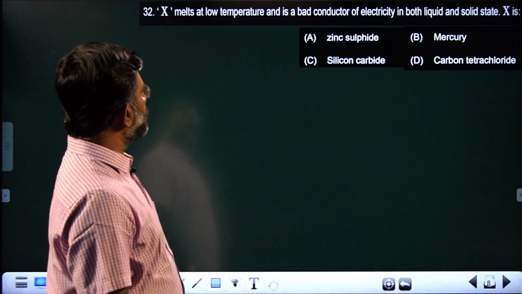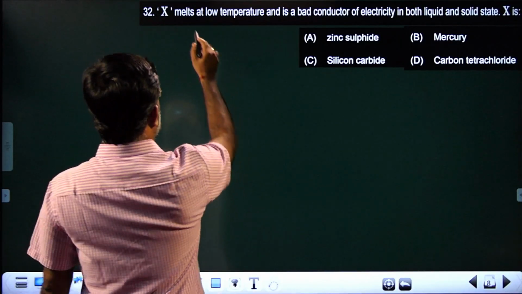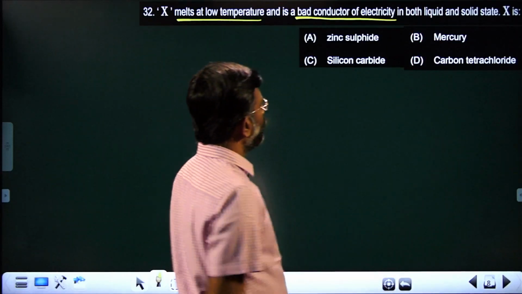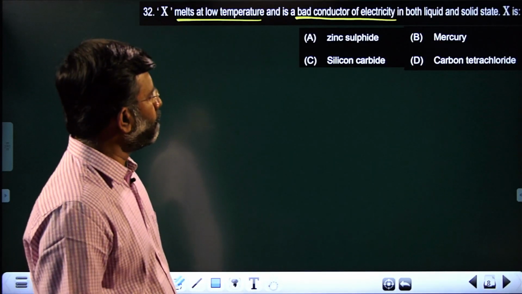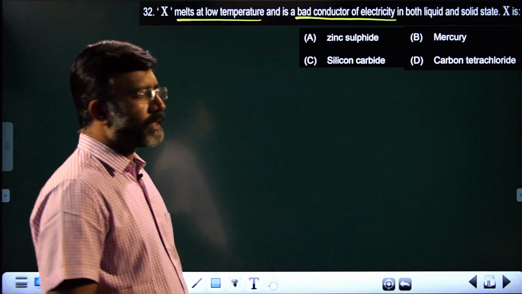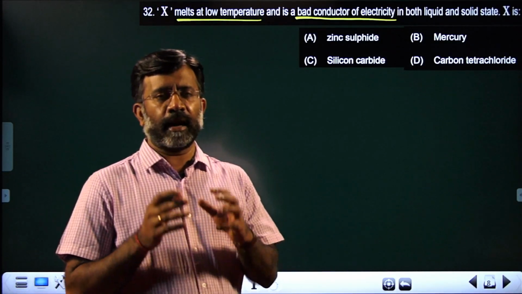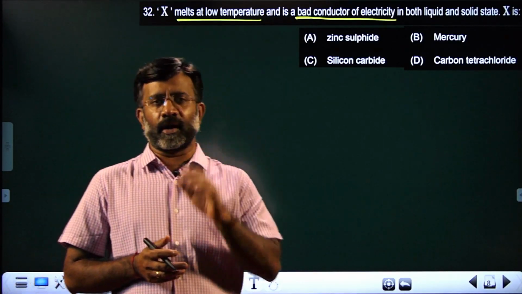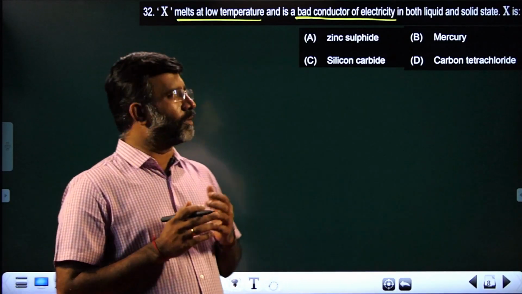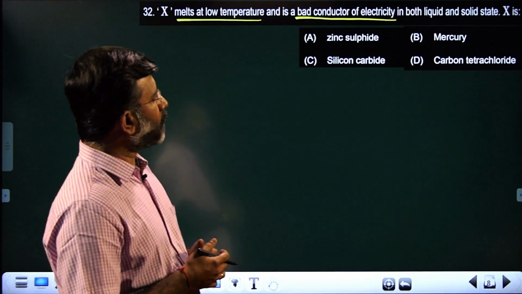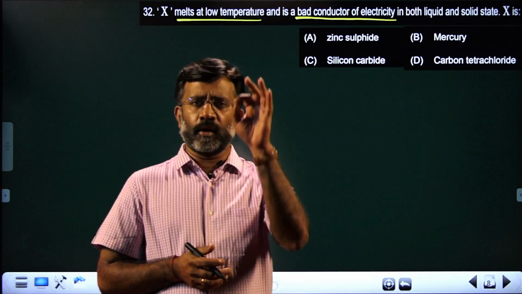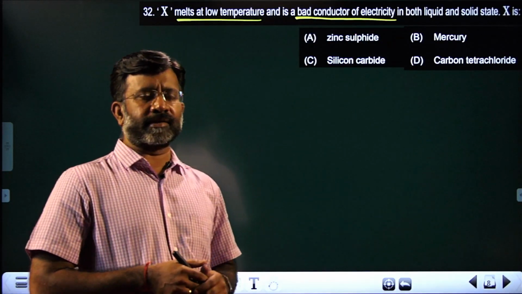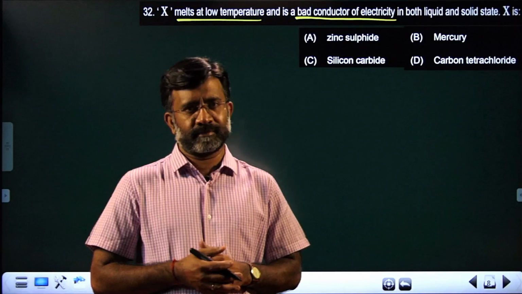X melts at a low temperature and is a bad conductor of electricity in both liquid and solid state. See, zinc sulfide is an ionic solid. We want to find out what is X. Zinc sulfide cannot be because it is an ionic substance which will maintain a high melting point. Mercury is a metal which maintains a low melting point, but a bad conductor of electricity? No, it is a metal.